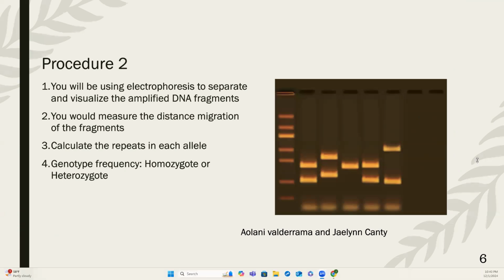And then for procedure two, we'll have to analyze a DNA fingerprint by using VNTR, which is variable number of tandem repeats. And then we will also have to calculate the repeats in each allele, and see the genotype frequency by looking at homozygote or heterozygote.